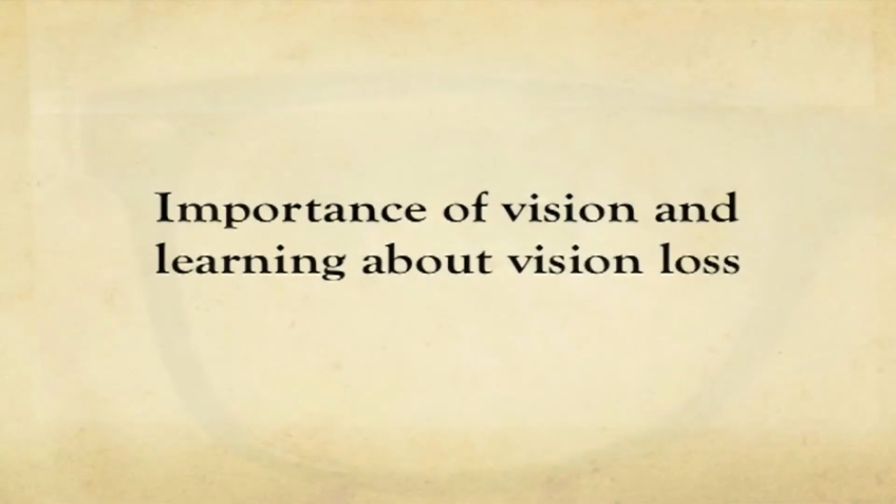Importance of vision and learning about vision loss. Although every one of our senses plays a role in early development, vision certainly seems to lead the way. Early bonding of the child with parents is based on the child's ability to make eye contact and sustain a gaze with his parents, and respond to their voices by gurgling and cooing.